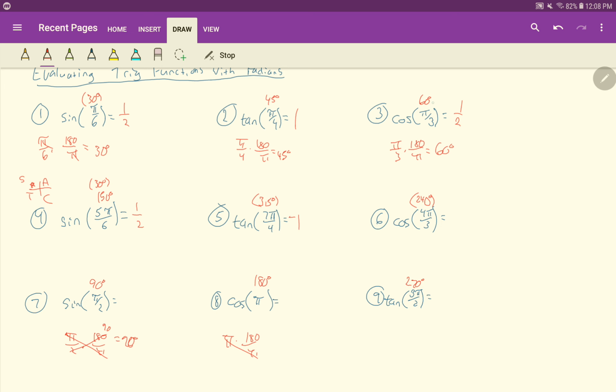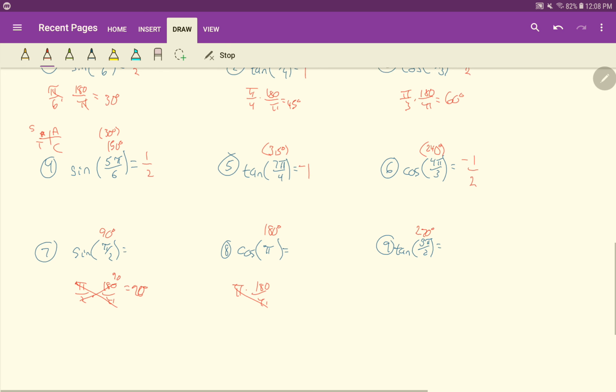4 pi over 3, or sorry, 240 degrees, the reference angle is 60 degrees. And so you get 1/2 is the number, and then it's 4 pi over 3, so that's in quadrant 3, which then means cosine's negative. Okay, and then so on and so forth.